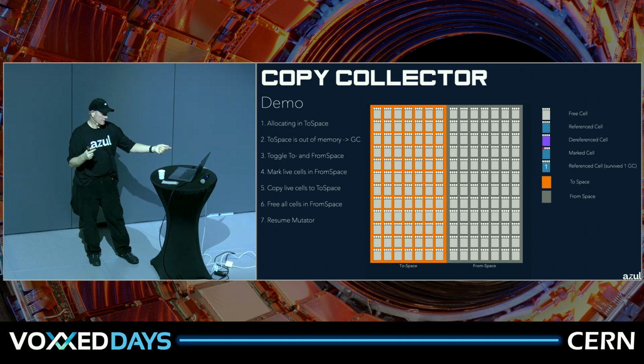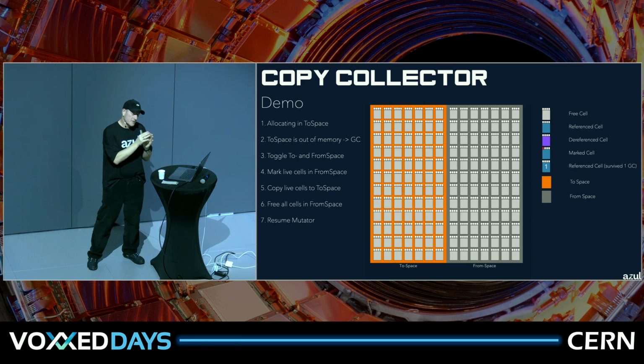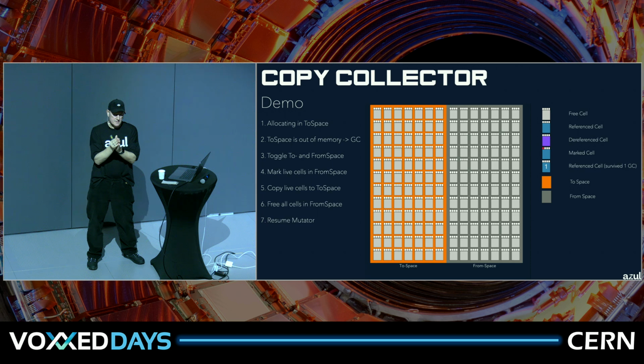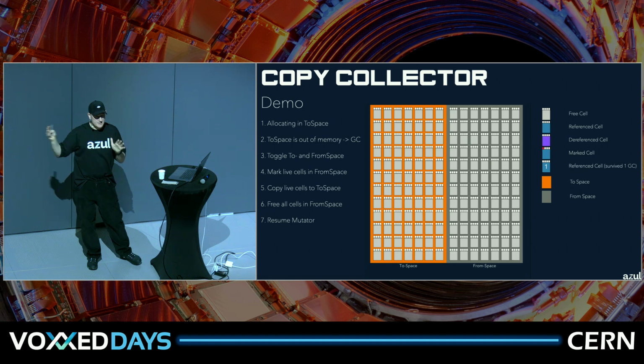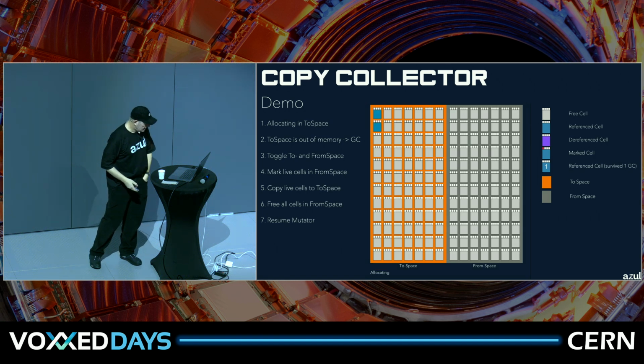You will see that the orange and gray area, they will always toggle when we stop the world, right? That means the former to space becomes the from space. And then we copy from the from space to the to space. That's the reason for the names. And then because we copy always in an empty space, we don't have any problems with allocation, right? Because it's always free. We can just allocate freely, and it's directly compacted. You will see that. Let's take a look.